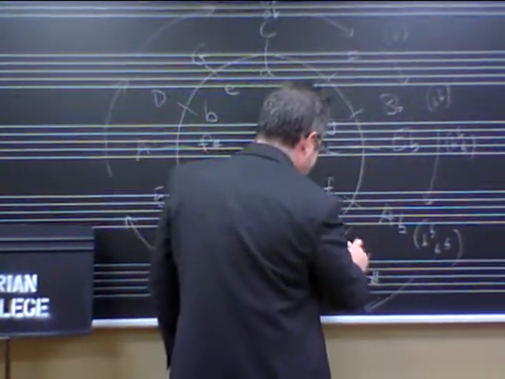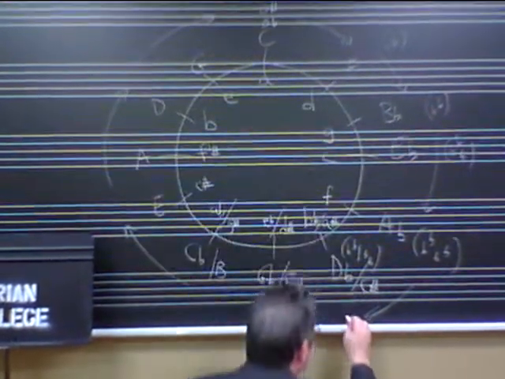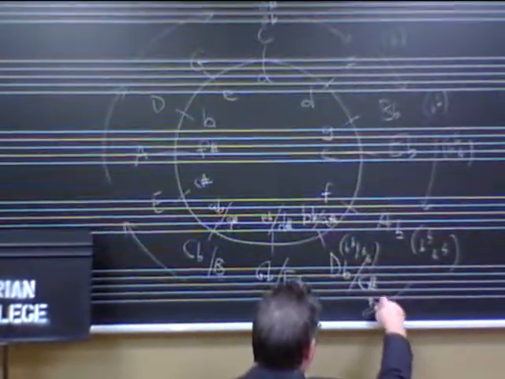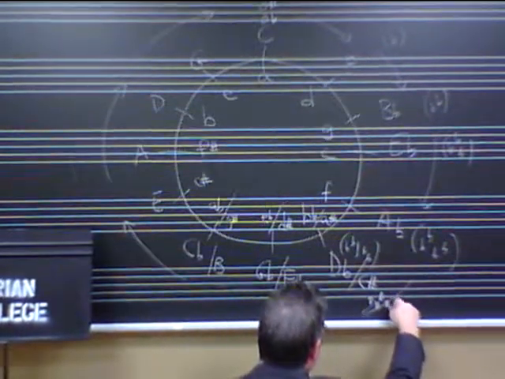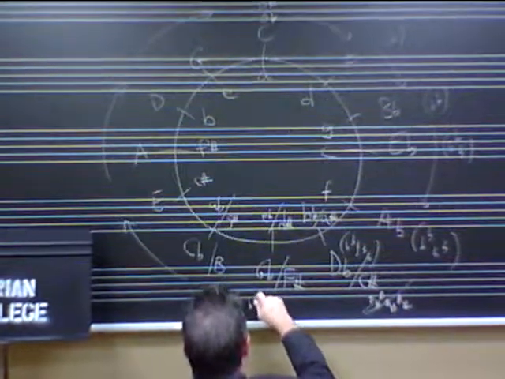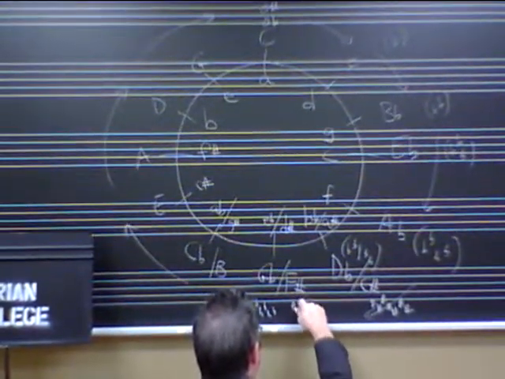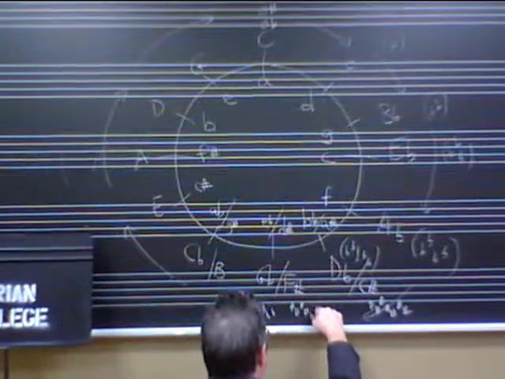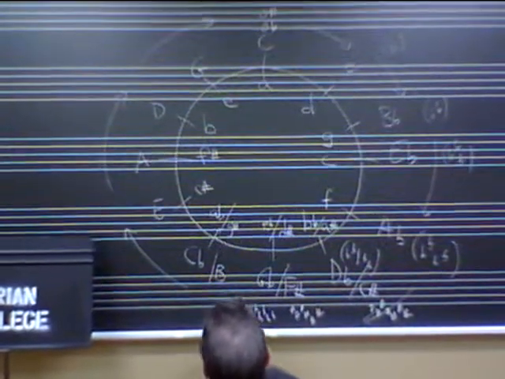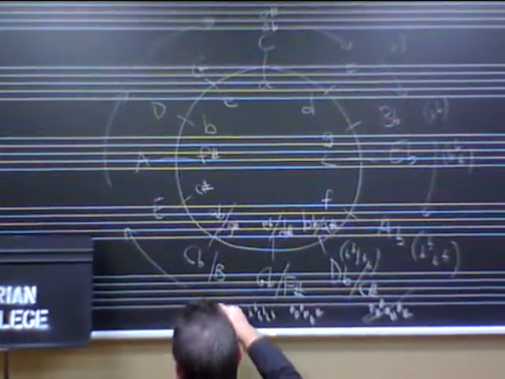D flat is 5 flats, 1, 2, 3, 4, 5. Or C sharp is 7 sharps, 1, 2, 3, 4, 5, 6, 7. G flat is 6 flats, 1, 2, 3, 4, 5, 6. And F sharp is 6 sharps, 1, 2, 3, 4, 5, 6. C flat is 7 flats, 1, 2, 3, 4, 5, 6, 7.